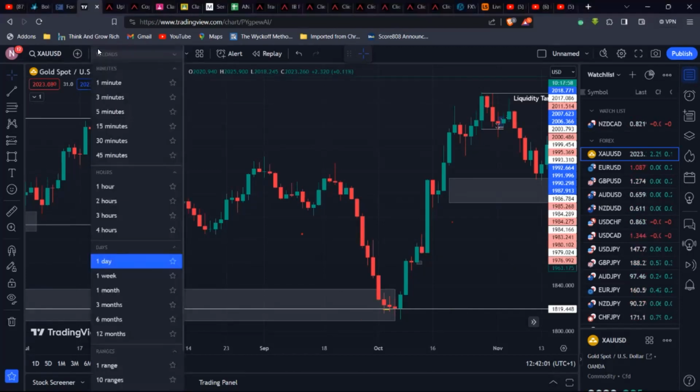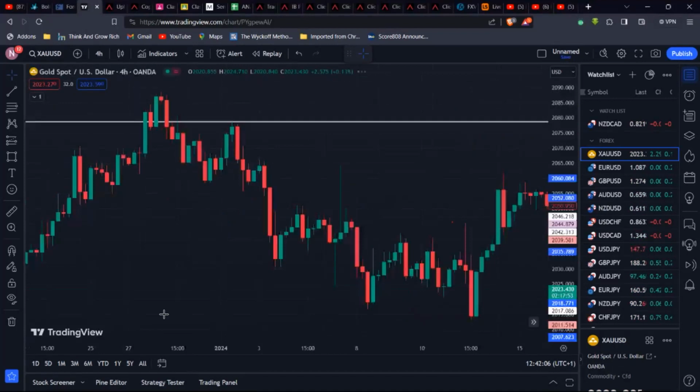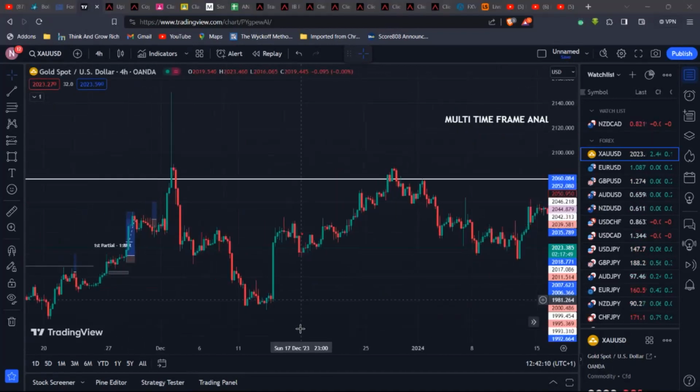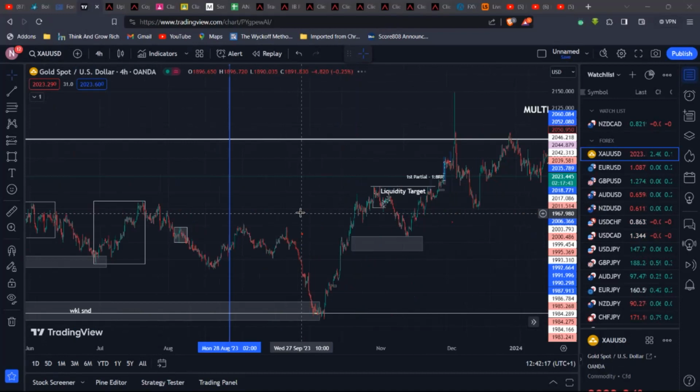So let's zoom in a little further. We went from the weekly time frame, and now we're coming down to the daily time frame. I want to go over to the 4-hour time frame. Okay, so let's see. Yes, great. Everybody seems to be following. So let's zoom back to that area.